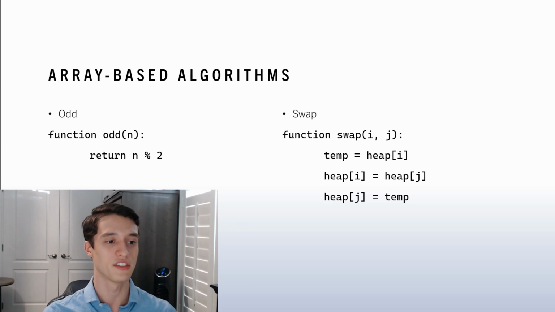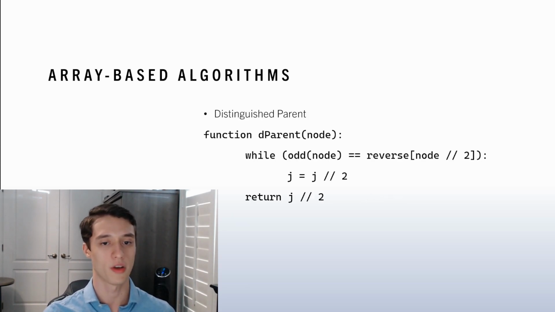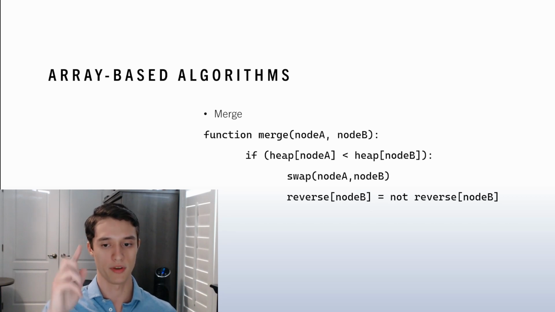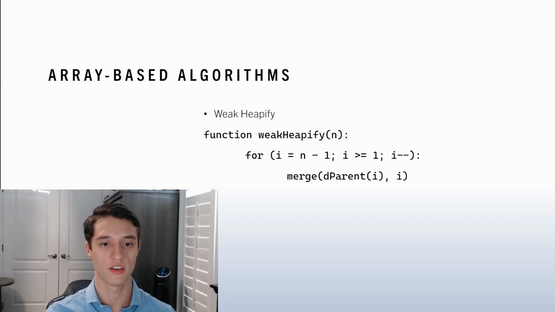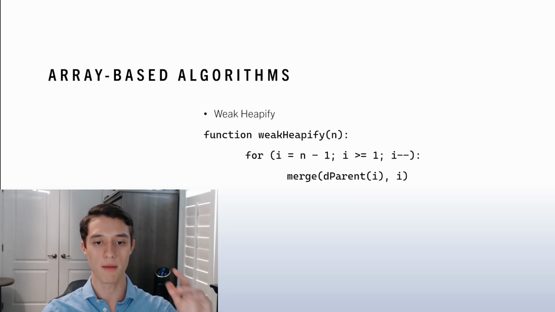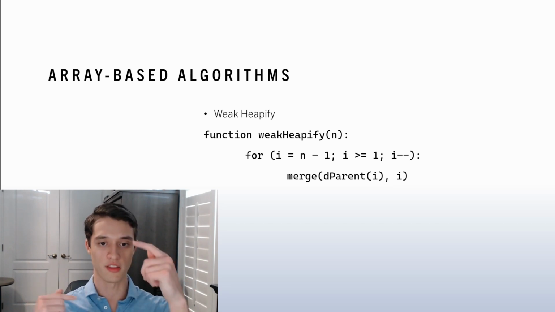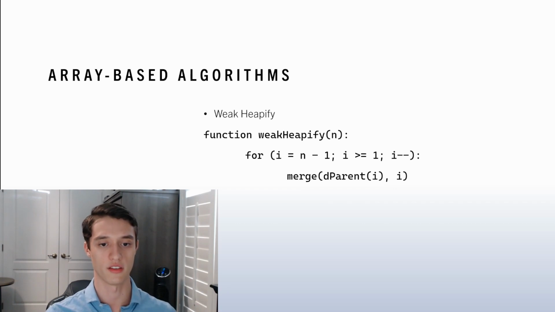Here's just the implementation of the algorithms, right? Odd just returns odd, swap is a simple swap. Distinguished parent is going to go up left child's until it hits a right child, and it's going to take the parent. Merge, we're going to check if those nodes need to swap, then they're going to swap, and the reverse is just as we saw before. Weak-heapify, we're just going to merge up as we go with distinguished parent. We saw that when we first did this. We're going to take the last item, find distinguished parent, merge them, and then we're going to keep going along until we hit the top.